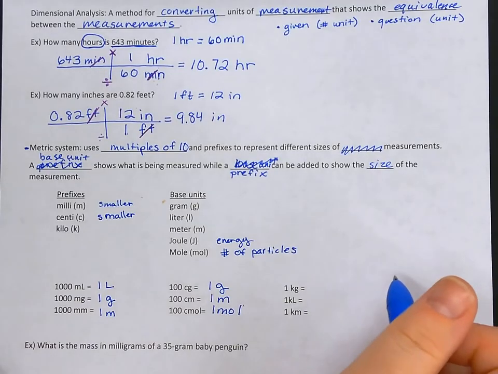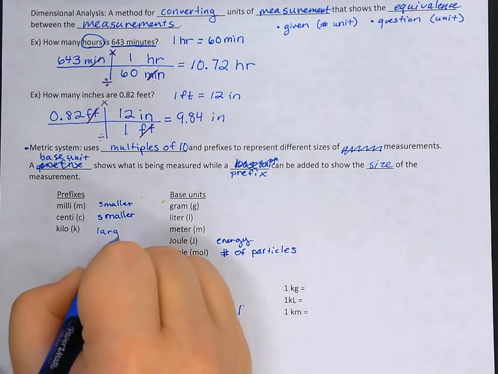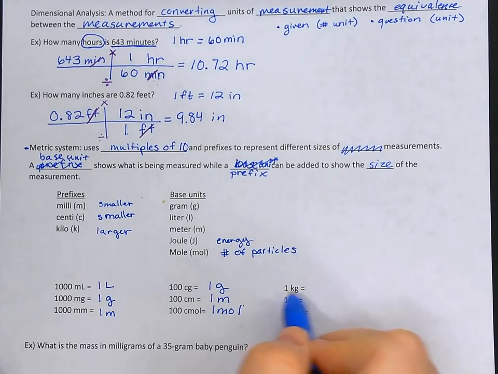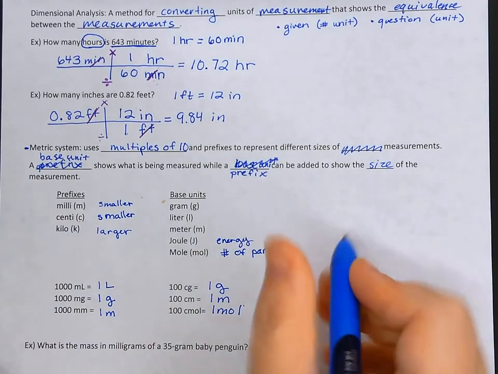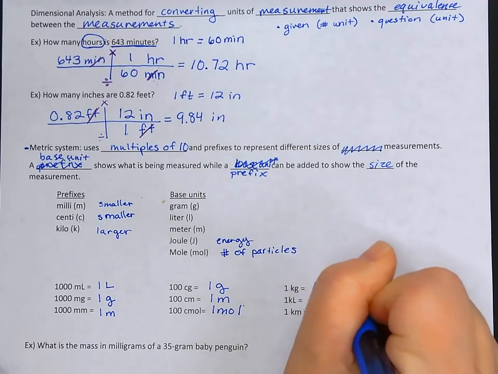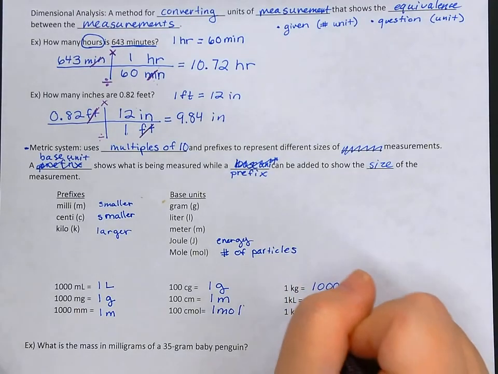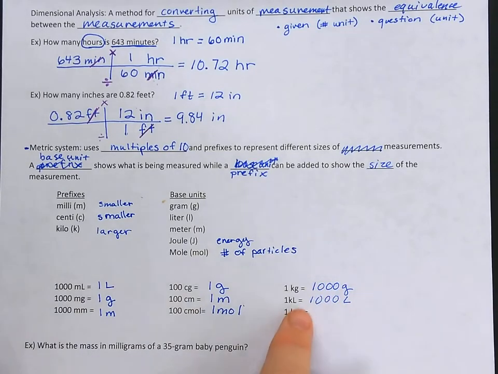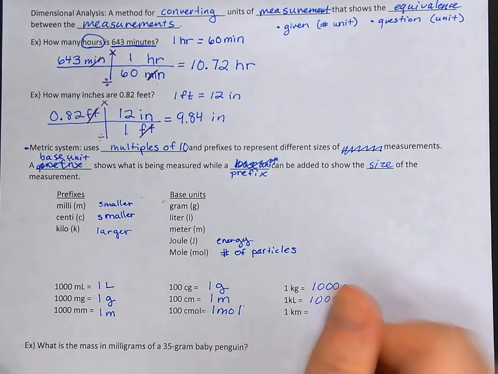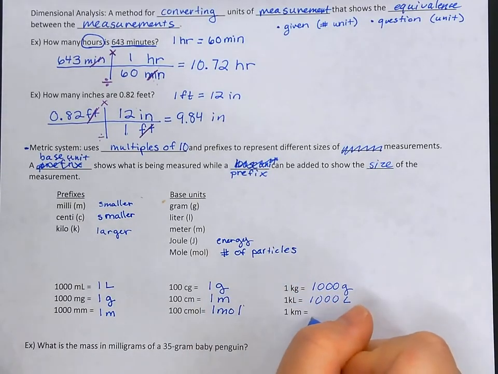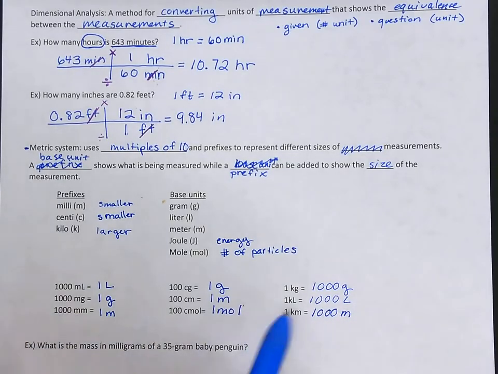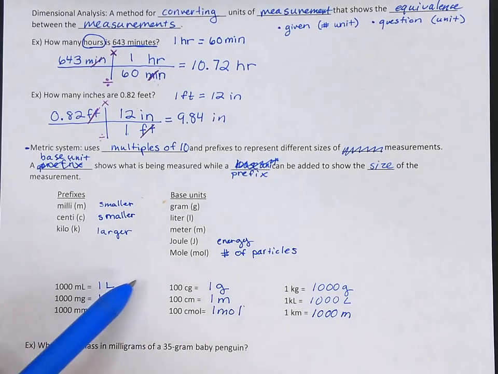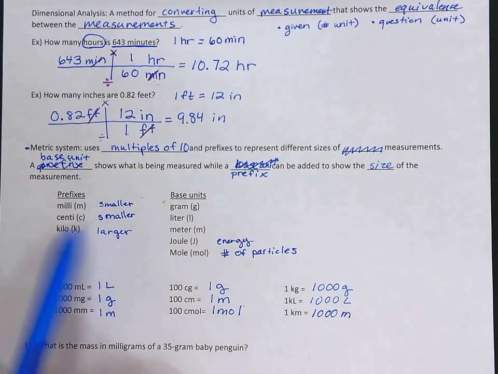And then over here, kilo is a larger unit. If I have 1 kilogram, that's really big. That means that it's 1,000 grams. If I have 1 kiloliter, I have 1,000 liters. That's like having 500 2-liter bottles, right? It's a lot. If I have 1 kilometer, that's 1,000 meters. So if I took a meter stick, like we measure in class, 1,000 of them end to end would be a kilometer. So that's our larger unit for kilo.